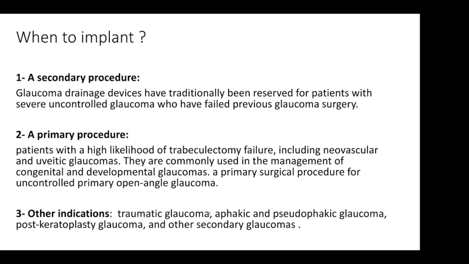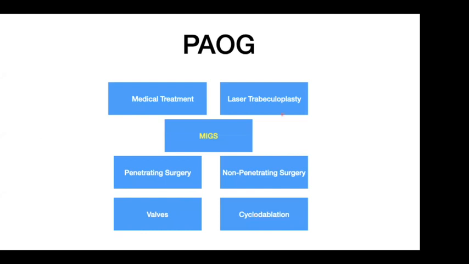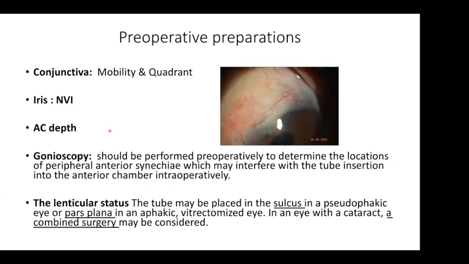Other indications are traumatic, aphakic, and pseudophakic glaucomas, and post-keratoplasty glaucoma, so again, most of the difficult cases of glaucoma could be managed with the valves. So that was the management options for primary open-angle glaucoma, and you can see the valves come at the end of the list when everything else is done. But nowadays there is a push to use it more, and with increasing experience, surgeons are using it as a primary procedure in patients with advanced primary open-angle glaucoma.